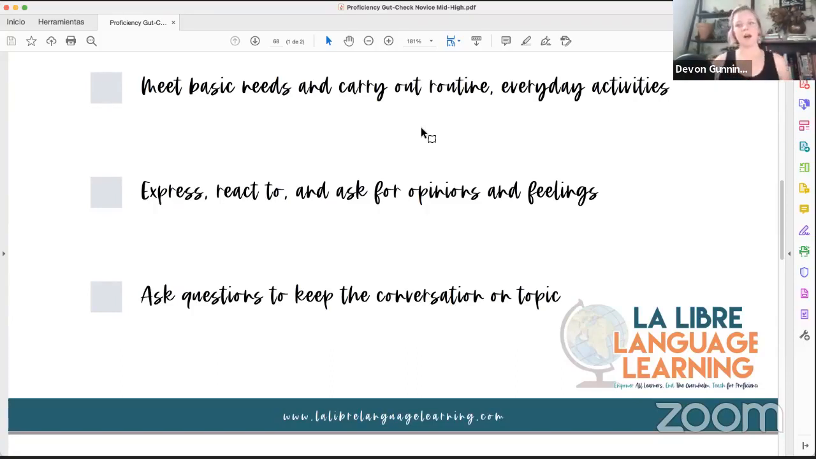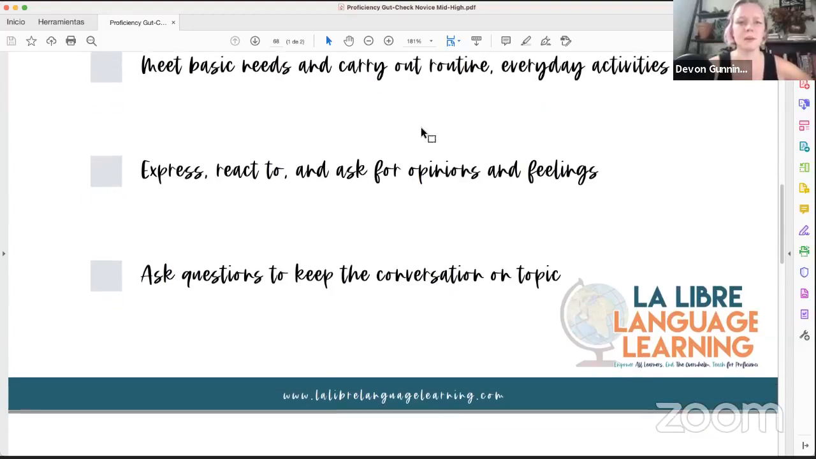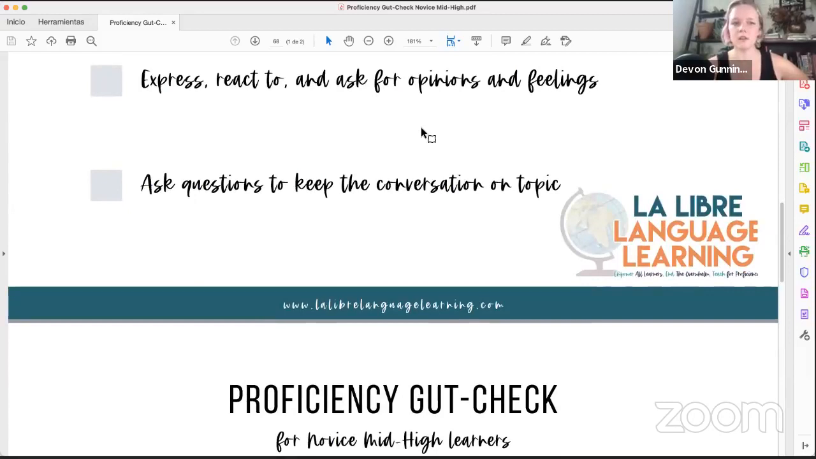That was something that came up a lot when I was studying abroad. That was something that even though I was an intermediate high speaker, I was like, I don't feel ready to meet my basic needs in some of these everyday situations. So that's something that we need to work on in our curriculums too, is meeting basic needs and carrying out routine everyday activities. Okay, this is another good one and another good guider for us.